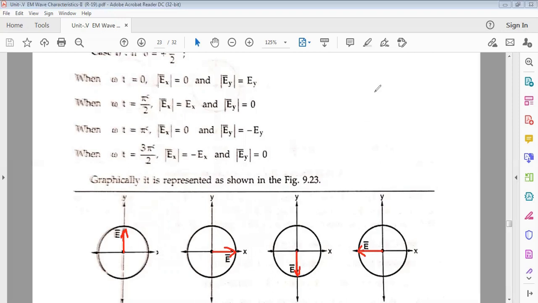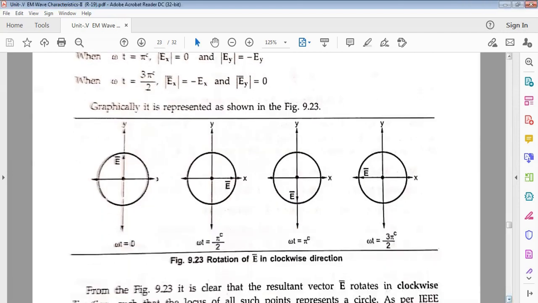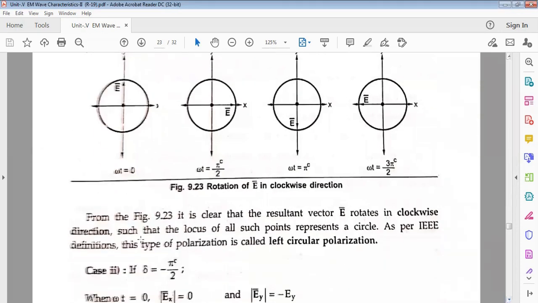You can trace one point here, then after here, and it moves totally. You can trace it as a circle. Got it, my students? So omega t is equal to 0, pi by 2, pi, and 3 pi by 2. As in the figure, it is clear that the resultant vector E bar rotates in clockwise direction such that the locus of all such points represents a circle. This type of polarization is called left circular polarization.